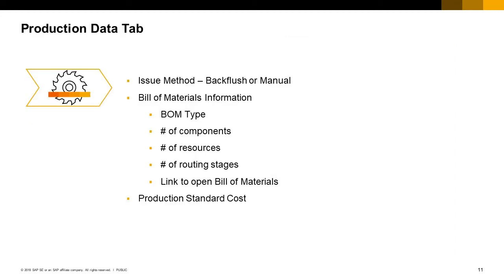The Production Data tab contains information used in managing the item during production. You can control how the item is issued to production orders. If the item is composed of a bill of materials, there is a link to the BOM as well as a summary that displays the number of components, resources, and route stages. You also have the option to enter costing information for production on this tab.